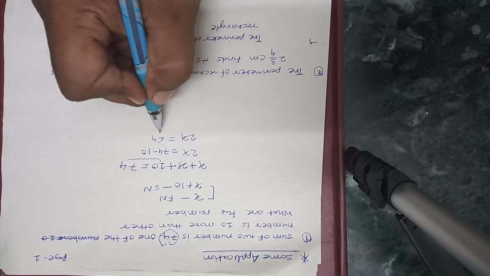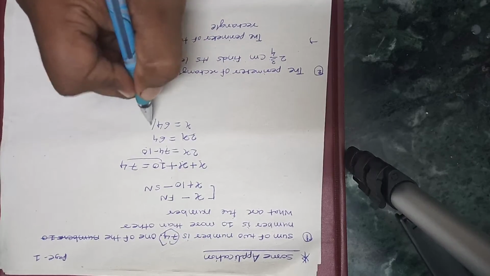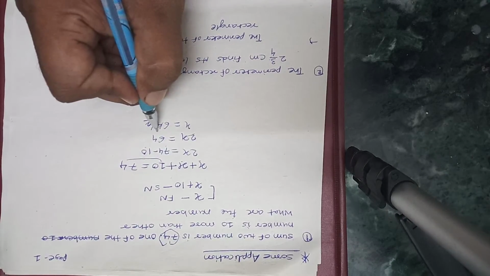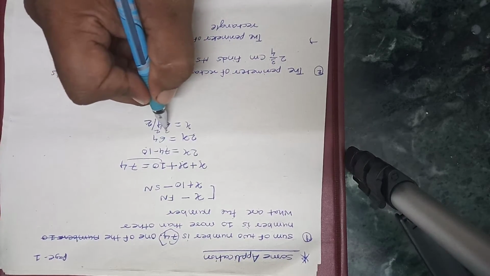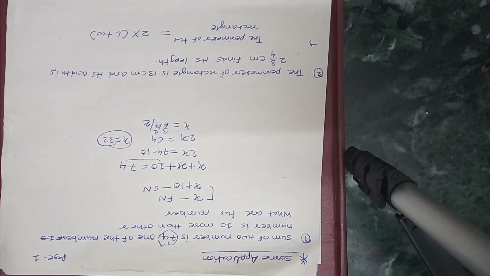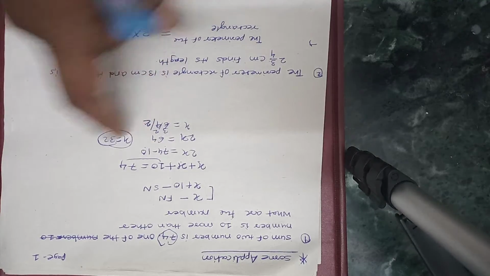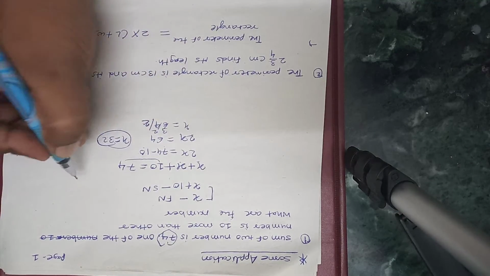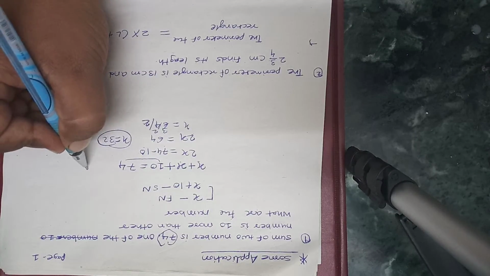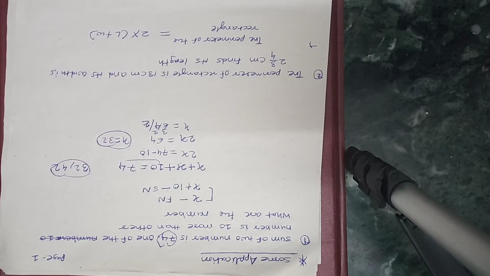We will transfer this 2 here. x is equal to 64 divided by 2. 2 2s are 4, 2 3s are 6, that is x is equal to 32. So the first number is 32, the second number is 42. 32 and 42, these are the two numbers. Let us see example number 2.